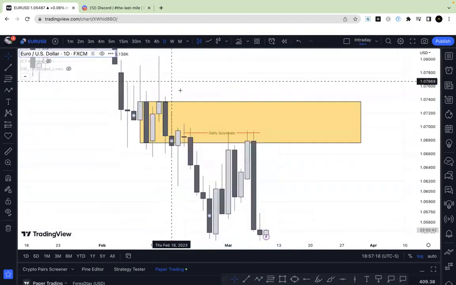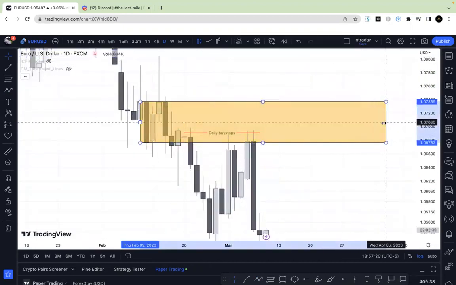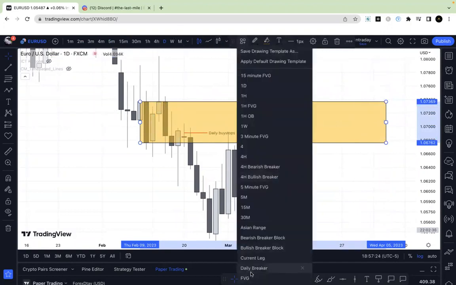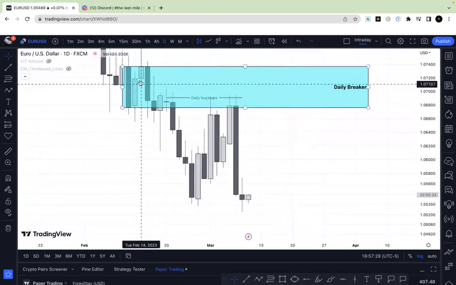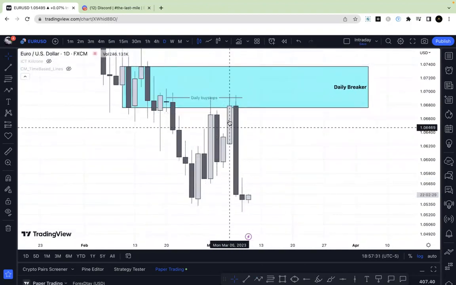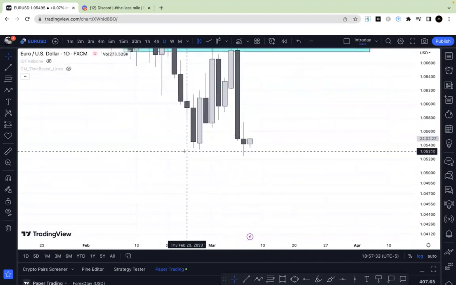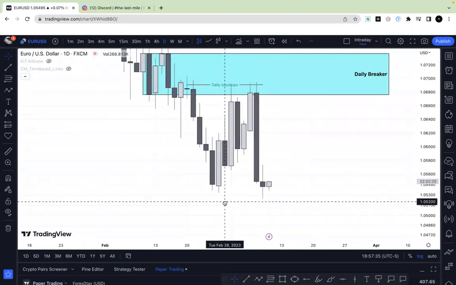Okay, perfect. So that's a bearish breaker right there, and you can see how well it was respected after that failed. I'm just gonna put daily breaker block right there in blue. Buy stops were taken right there, and price continued down, and then took major sell side right here.